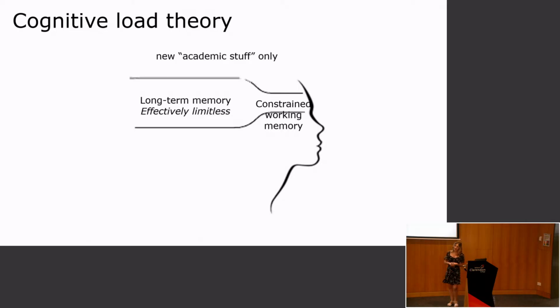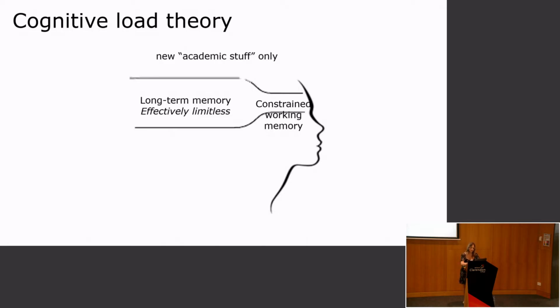The model's not perfect, but it's going to work for what we're doing today. Firstly, I have to add in a disclaimer: the model that I'm referring to here is only talking about what we're calling new academic stuff. It doesn't refer to anything that's biologically primary. We're referring to new academic stuff only with this. But obviously, when we're teaching in the maths classroom, that's a lot of what we do.